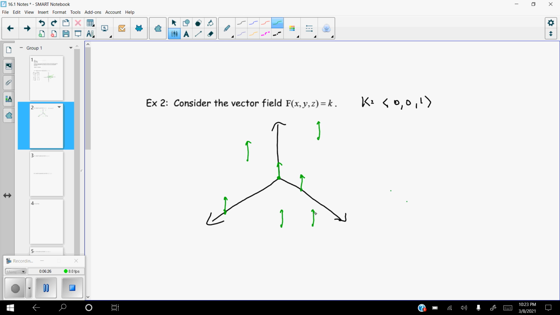It'd be kind of interesting to see the entire field of that, because all it would look like is one big solid, almost like a bed of nails or something. It's going to look like a whole bunch of vectors just stacked upon themselves. But you get the idea that every vector would be pointing straight up.